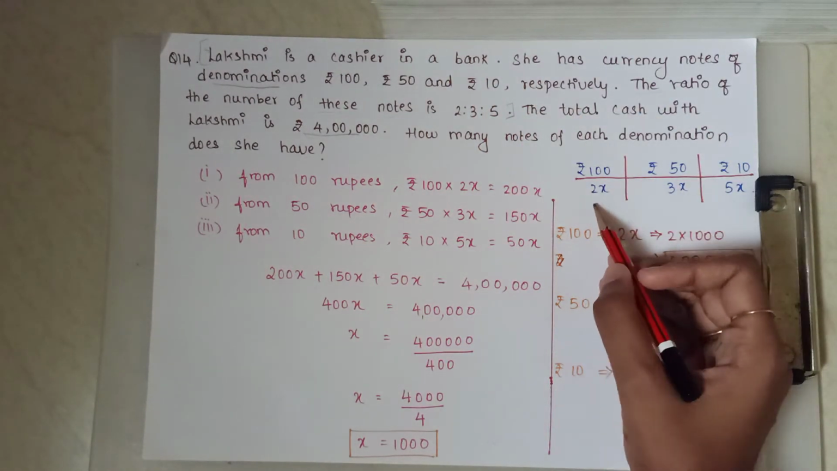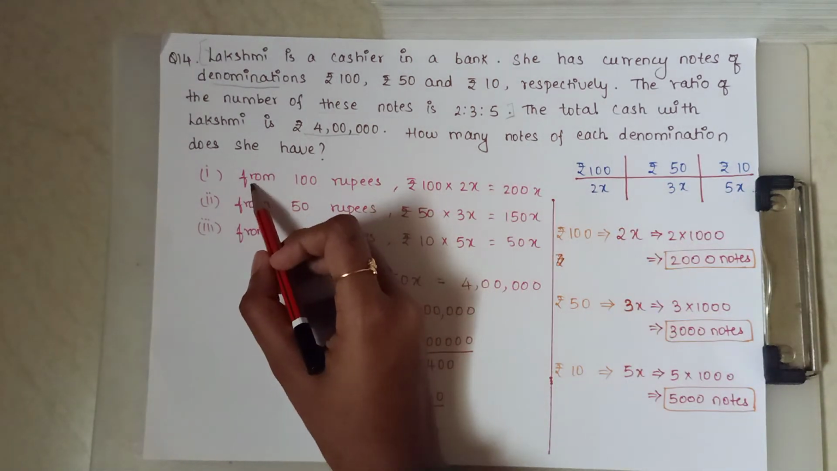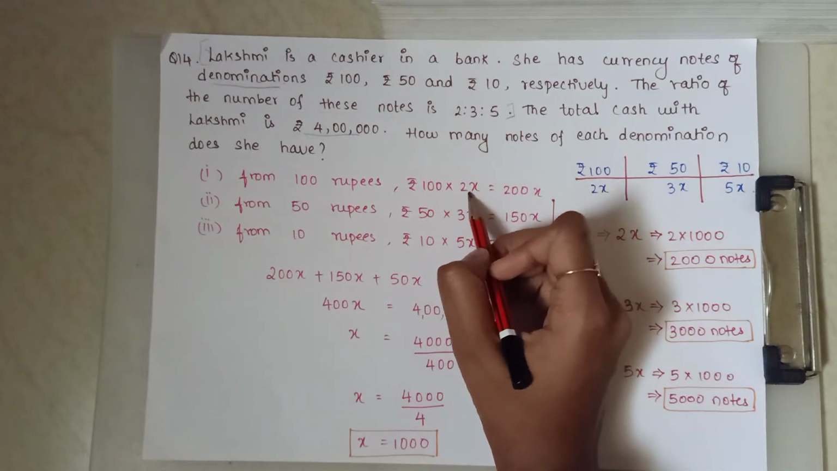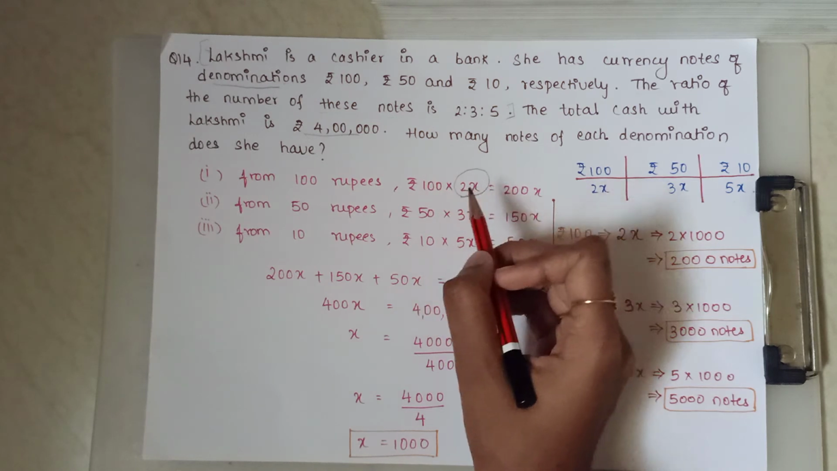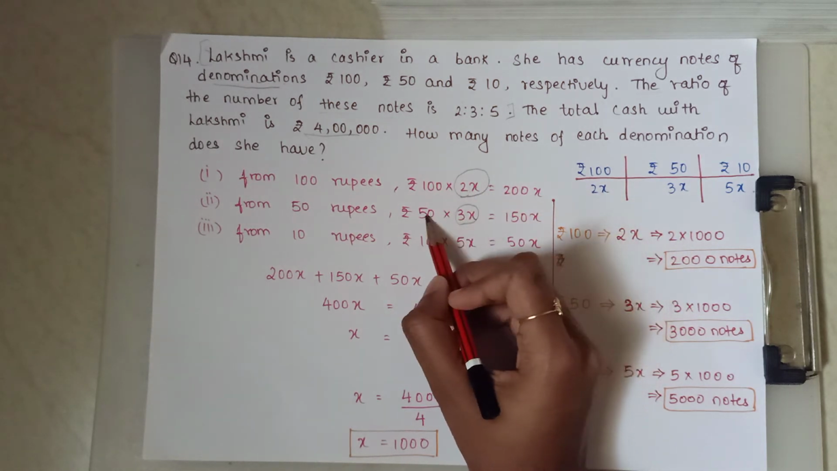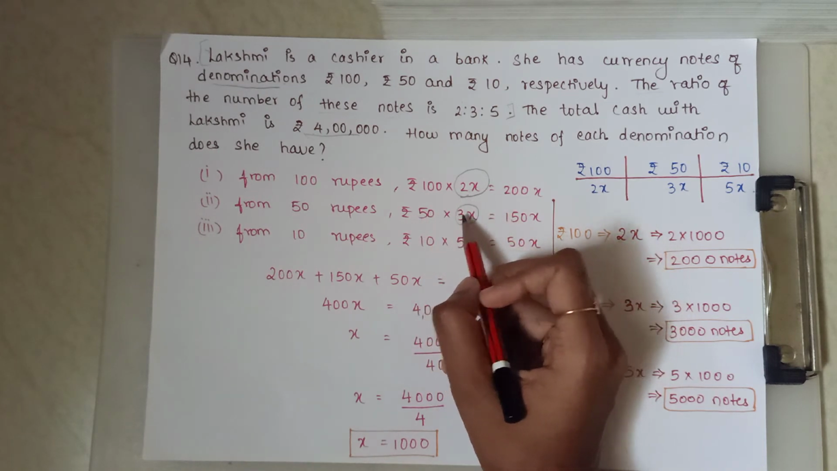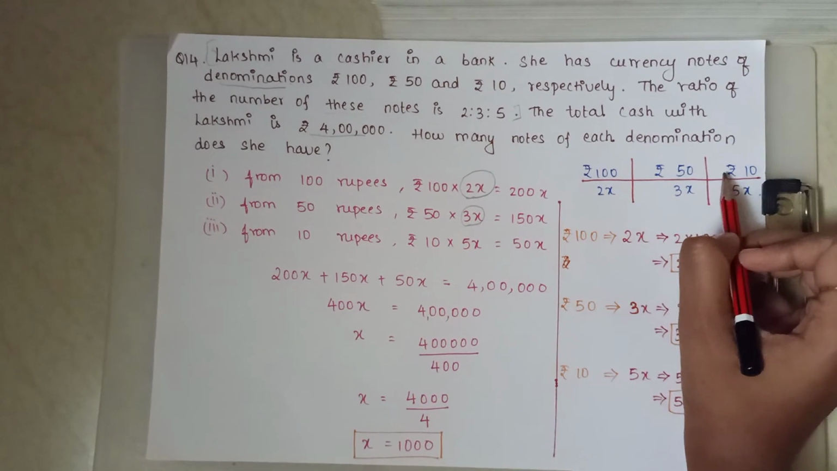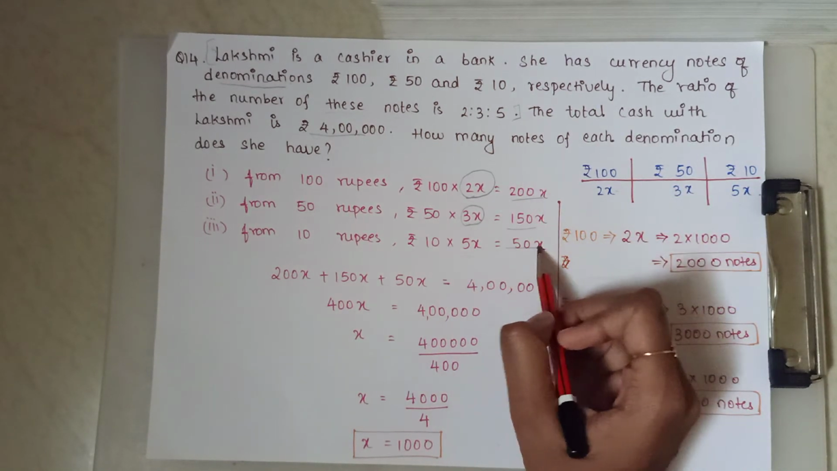Before starting, write down the ratio they have given. First, for 100 rupees the ratio is 2x, so we need to multiply 100 into 2x. For 50, the ratio is 3x, so we multiply 50 with 3x, because for rupees 50 they have given the ratio as 3. For rupees 10 they have given 5x, so we multiply 10 with 5x. Respectively, you write all the values.